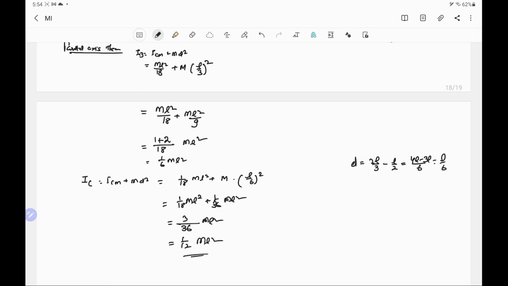So in this way, using the parallel axis theorem and perpendicular axis theorem, we can find the moment of inertia in different cases. Next, we will take the moment of inertia of the hollow and the solid cylinder.